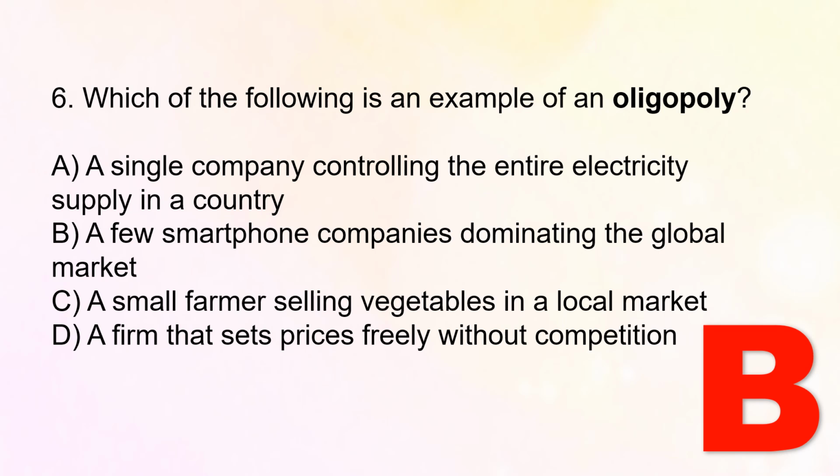The correct answer is letter B because an oligopoly is a market dominated by a few large firms such as Apple and Samsung in the smartphone industry. For letter A, it's wrong because a single firm controlling the market is a monopoly. Letter C is wrong because many small sellers define perfect competition, not an oligopoly.